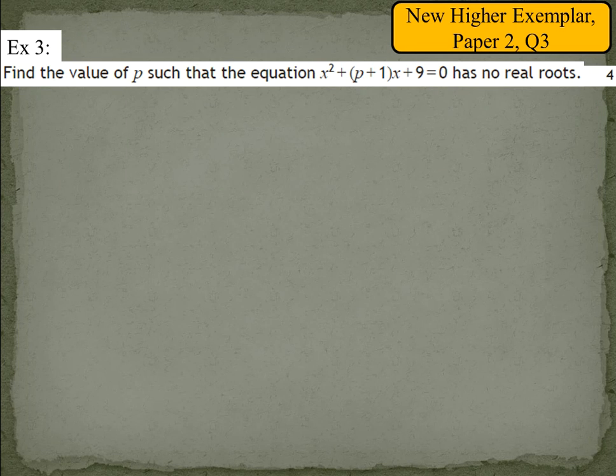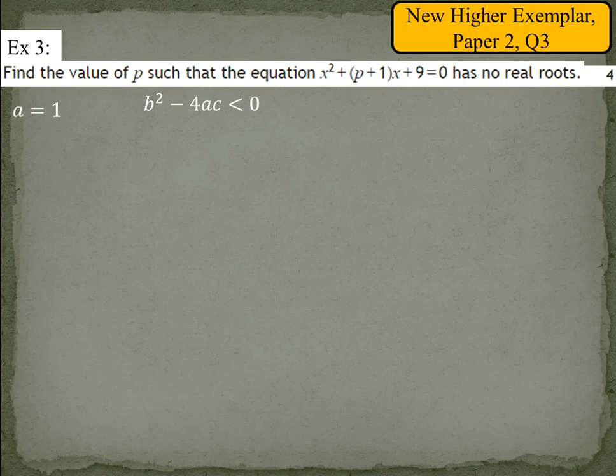Well, the key thing in the statement is: find the value of p such that the equation x squared plus (p plus 1)x plus 9 equals 0 has no real roots. They're telling us that the discriminant of this quadratic must be less than 0. And that's a great way for them to introduce quadratic inequations via the discriminant.